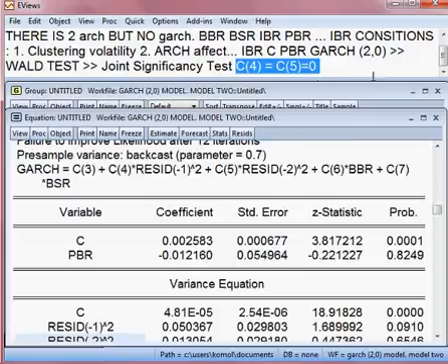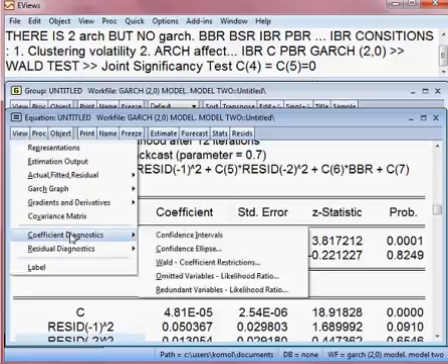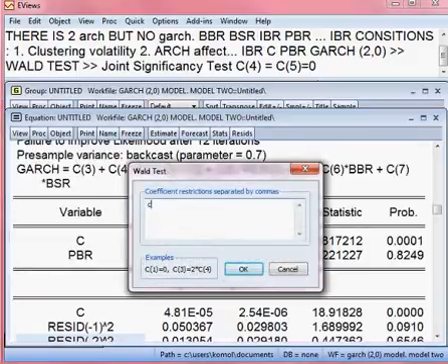Okay, so I proceed with my test. I go to View, then Coefficient Diagnostics, then Wald Test. It is here, Wald test. So I put here C4 equal to, I've made a mistake, C4 equal to C5 equal to 0 or not. That I want to check, right? C4, C5 equal to 0 or not. You can see from here.